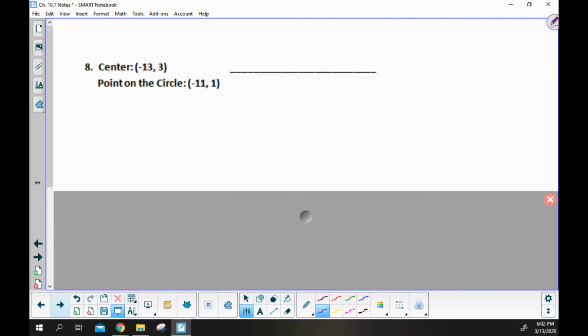All right. So let's look at another example of this. Here we go. Center is negative 13, 3, and the point on the circle is negative 11, 1. So I have the center and a point. Again, given the center, I'm good. But I need r squared. So again, (x minus h) squared plus (y minus k) squared equals r squared. So I'm going to use that formula again. So here we go. H, k, x, y.